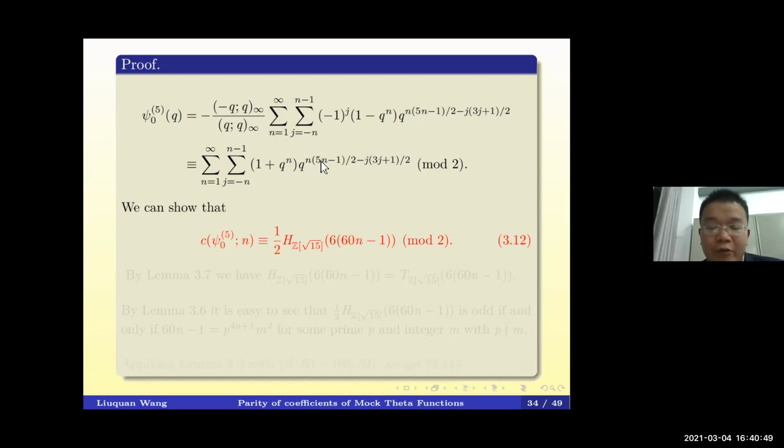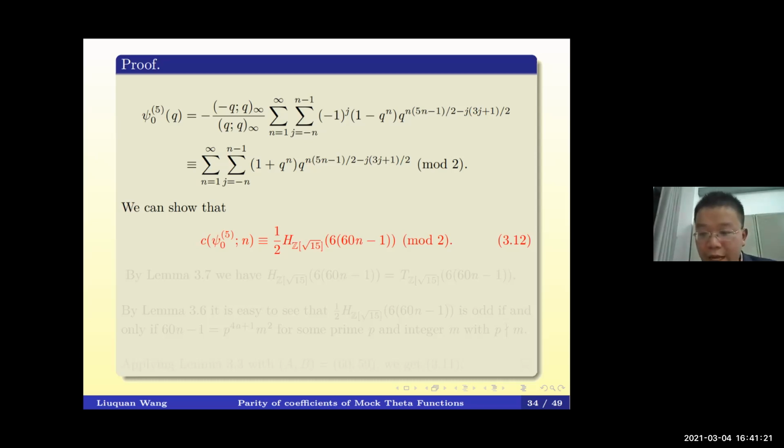And then we will analyze the exponent of q. So we will analyze this exponent, and by making it a complete square, we can show that c psi 0 of n is actually congruent to half of the value of the H function at this number. So we have this kind of congruence. And then the problem is reduced to studying the parity of this function.